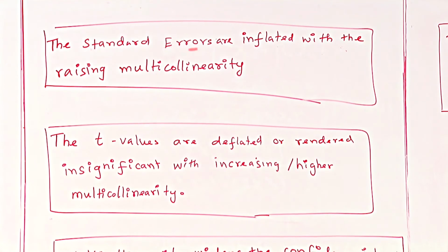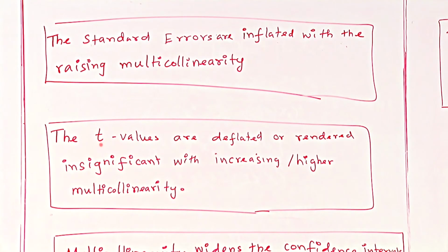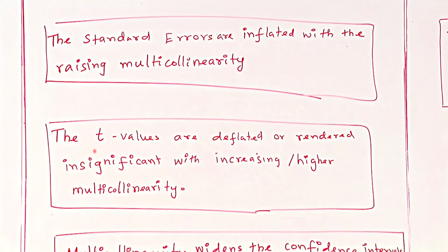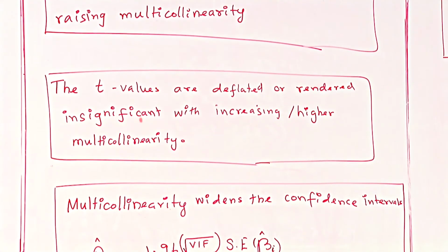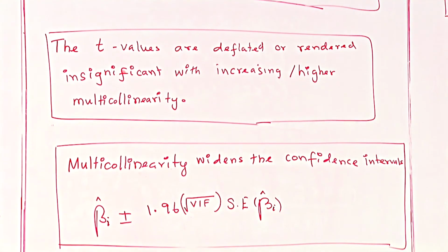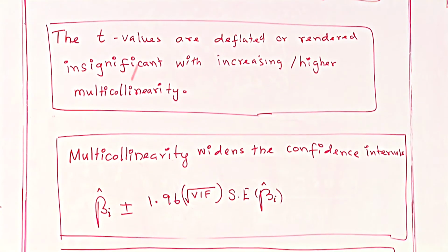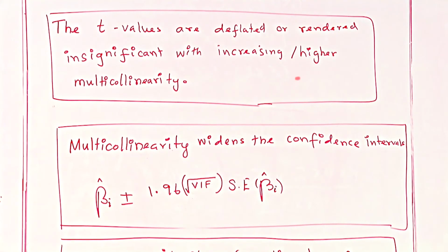When that gets affected, the ratio derived, the t ratio, also gets affected. The t values are deflated or rendered insignificant with increasing or higher multicollinearity. So, that is the second result we can derive, the second consequence directly from the above. The t ratios are deflated or rendered insignificant with increasing, higher multicollinearity.